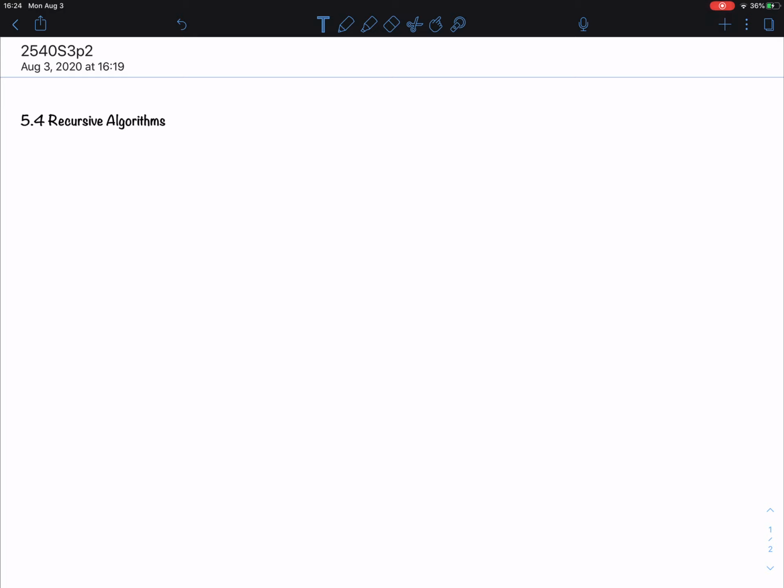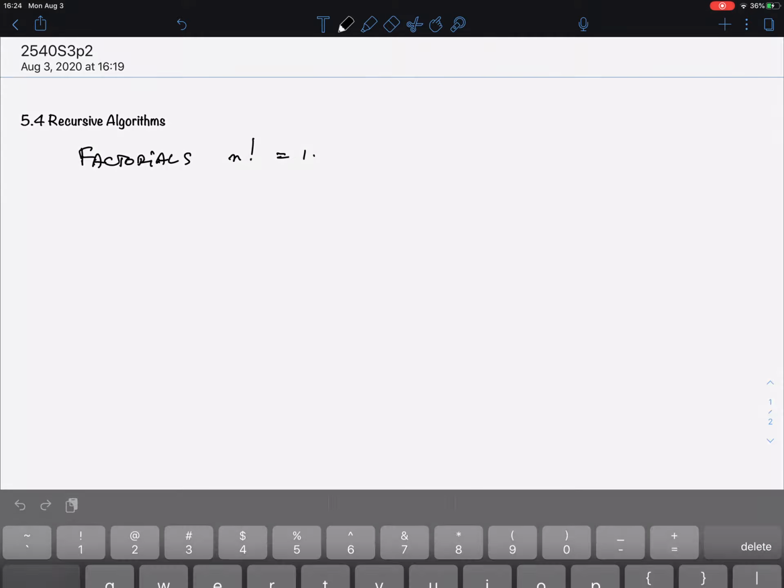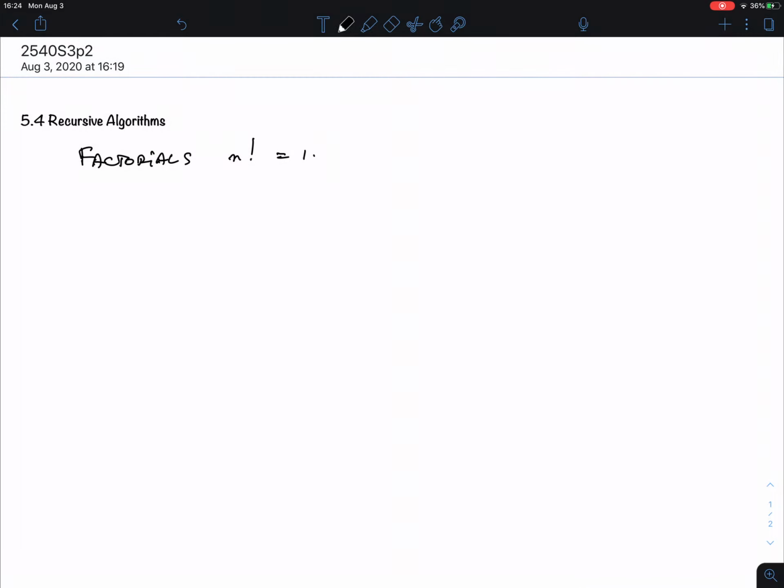The first one is calculating a factorial. So factorials. Let me remind you, that is 1 times 2 times 3 all the way up to n, and the previous one is n minus 1. I'm saying that because this now tells me how to calculate n factorial. This is just n times n minus 1 factorial.